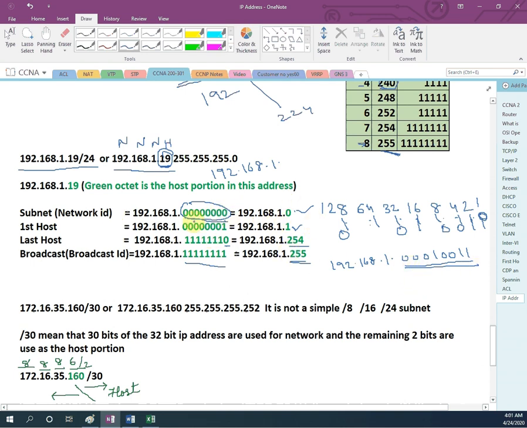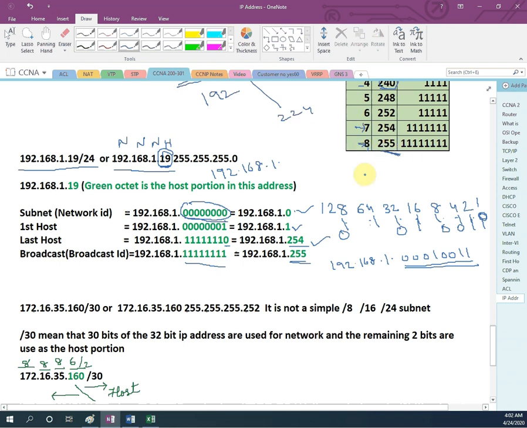Finished. Then for the first host, we make all the host portion 0 except the last one, which we keep as 1. So it becomes like this. When we calculate the last host, we write the same thing, and in the host portion we make all 1, and the last digit 0. So it starts with all 1s, only the last is 0. That is 7 times 1, and from our table, 7 ones give 254. So this is 254. And for the broadcast, all are 1, 8 times 1.